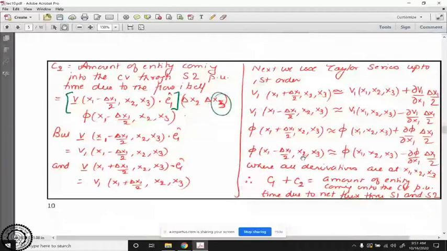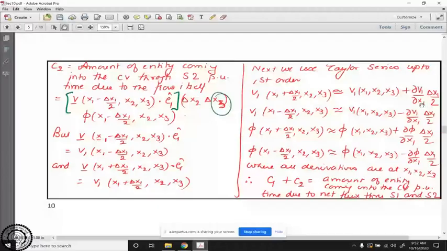Okay, it's 9:51, just 30 seconds. Let me take them to complete this slide, and then I will wait for questions. So next we use the Taylor series up to first order. I'm going to write V1 at x1 plus delta x1 by 2 using the value of the function at the base location, which right now is the center of the control volume, which means x1, x2, x3. So writing V1 at the right face, the S1 surface, using the value at the center, this is the way you can write. And again, this derivative has to be at the center, at the base location.